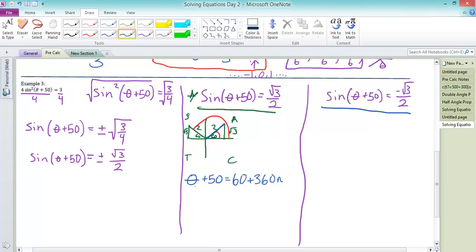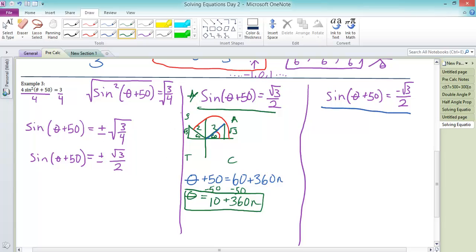Okay, so now I just need to solve for theta. So theta is equal to, subtract 50 from both sides, 10 plus 360n. And this is my first general solution.